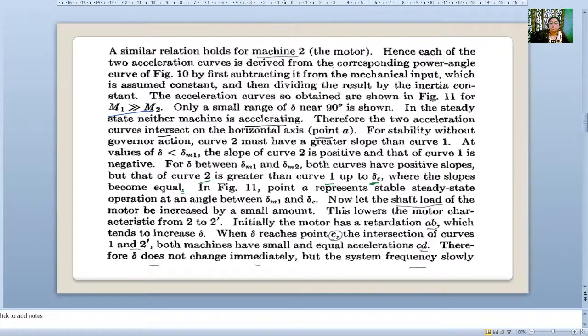Only a small range of del near 90 degrees is shown. In steady state, neither machine is accelerating, that means stable equilibrium point A. Therefore, the two acceleration curves intersect on the horizontal axis at point A. For stability without governor action, curve 2 must have greater slope than curve 1. At values of del less than del m1, the slope of curve 2 is positive and that of curve 1 is negative. This also we have seen.